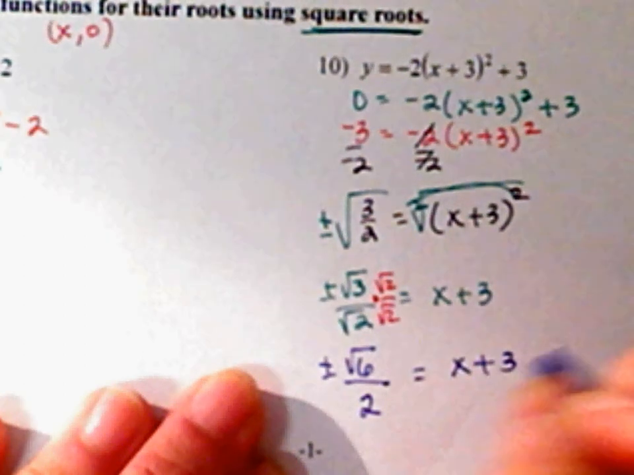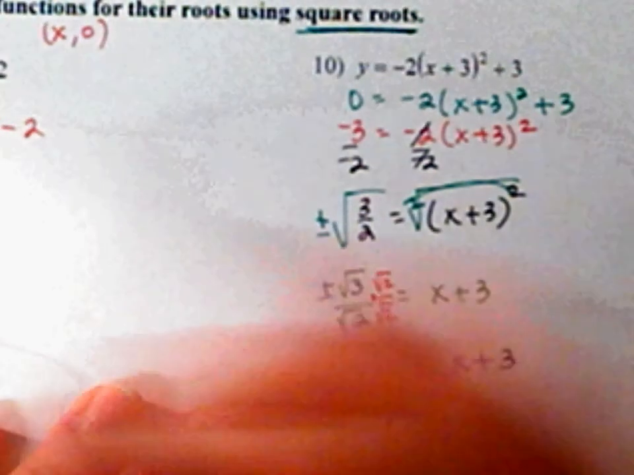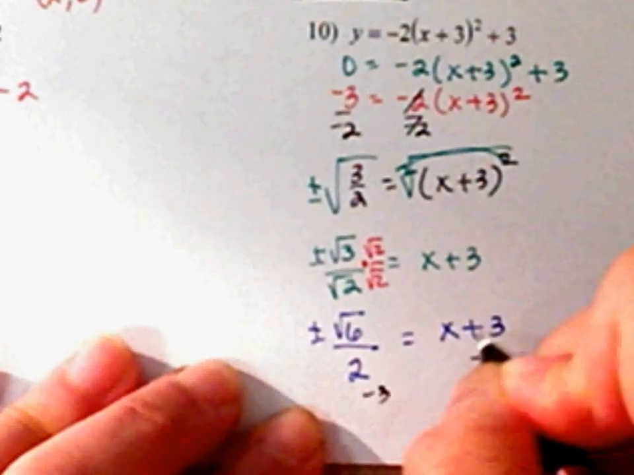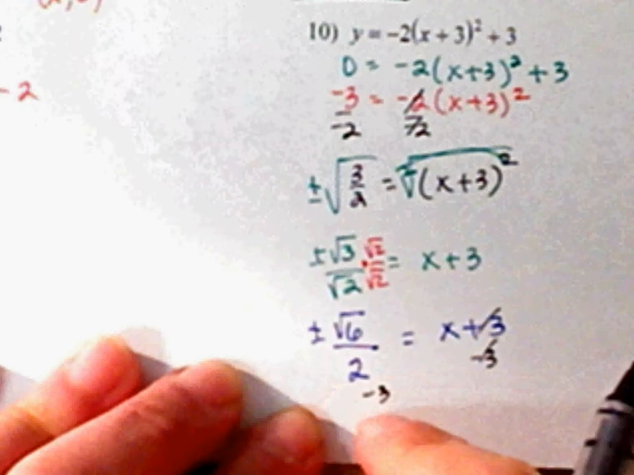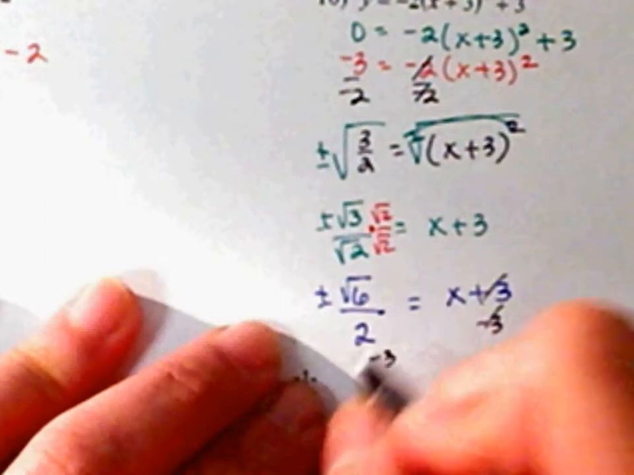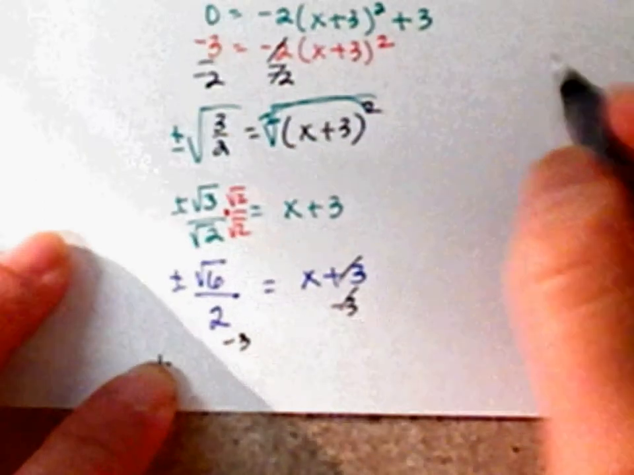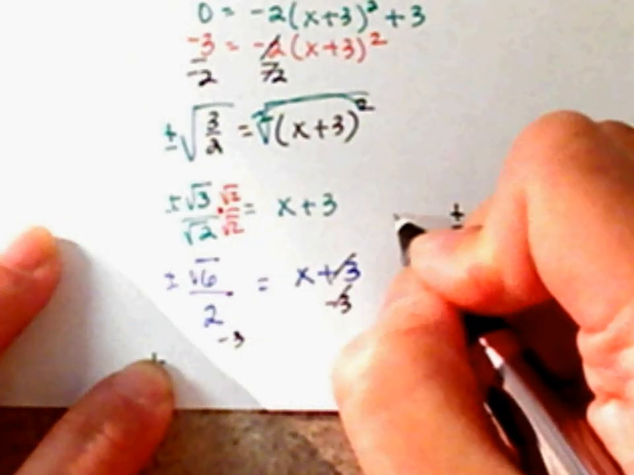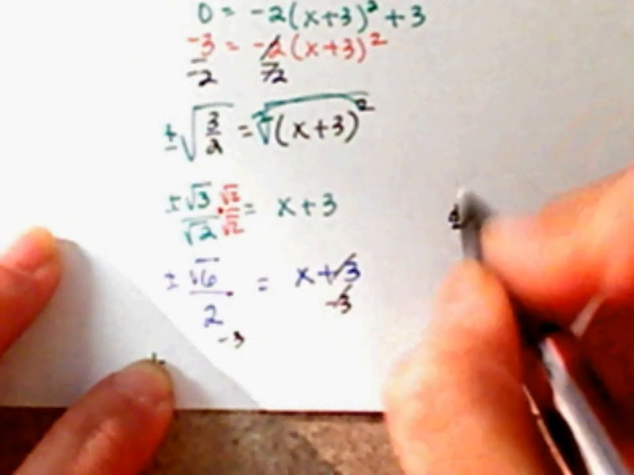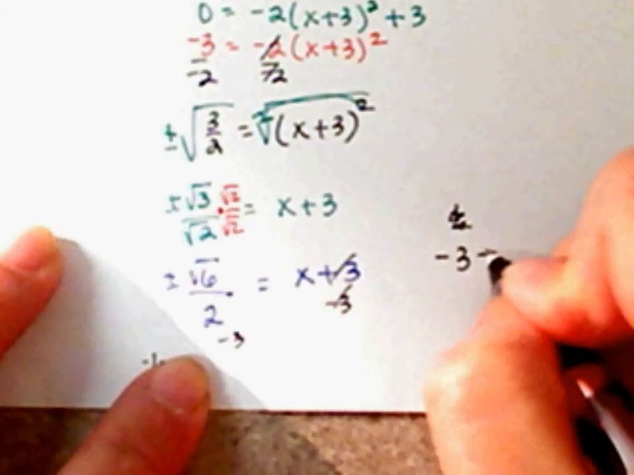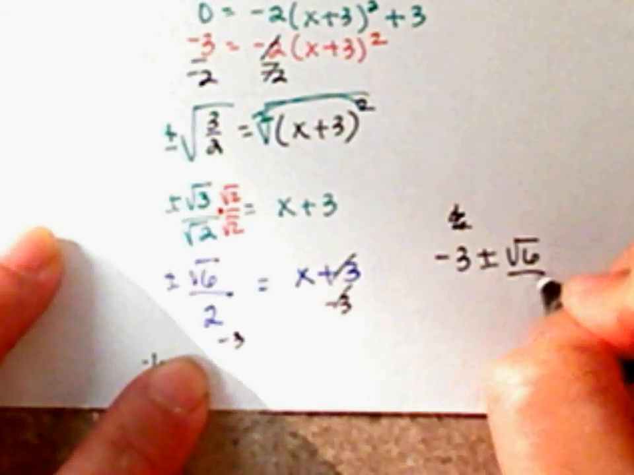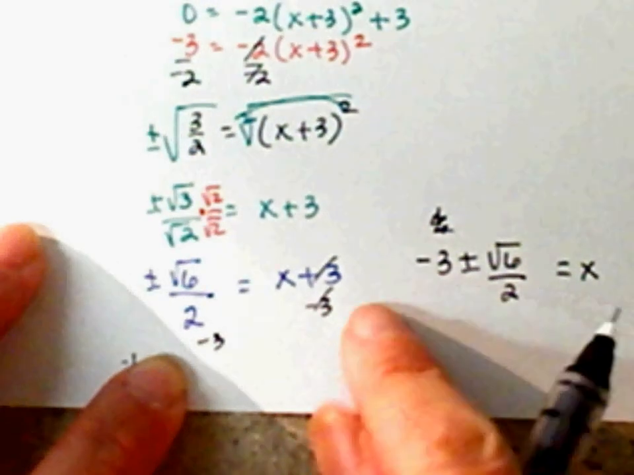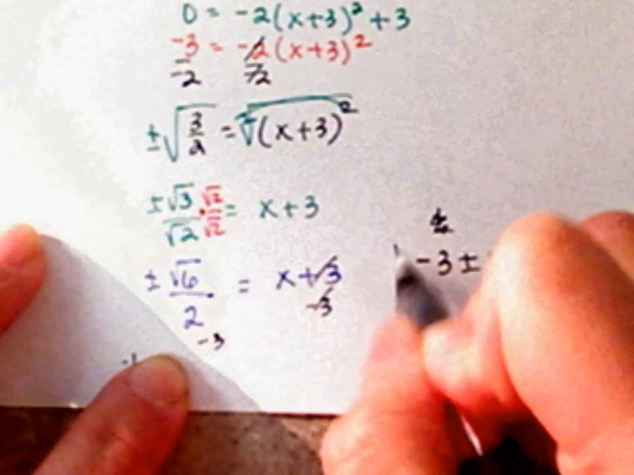Subtract 3 on both sides. Okay, cannot combine the two. Write them separately, so your final answer is, let me rewrite it quickly. Negative 3 plus or minus square root of 6 over 2 is equal to x. Okay, you could write that first if you like. It doesn't matter to me. But notice how your division is a 2 here.